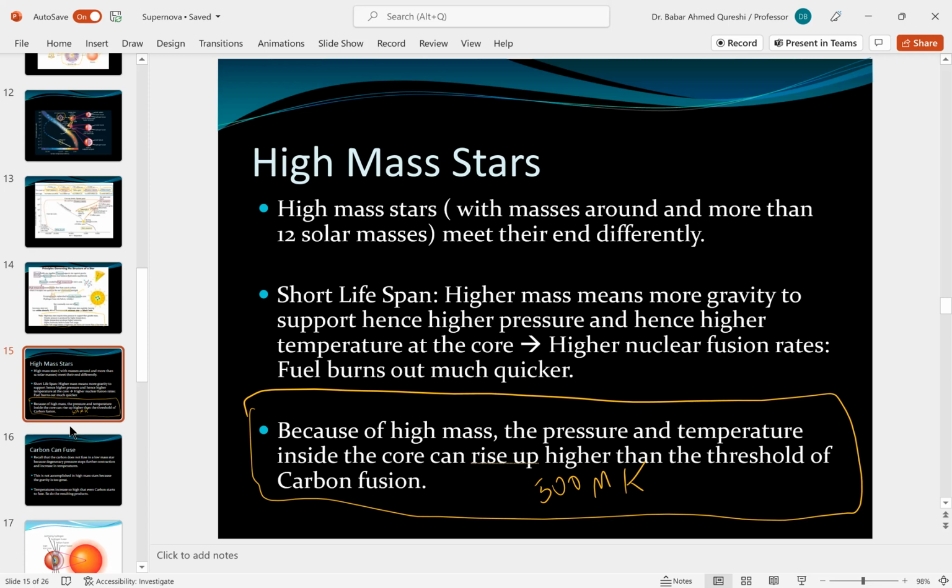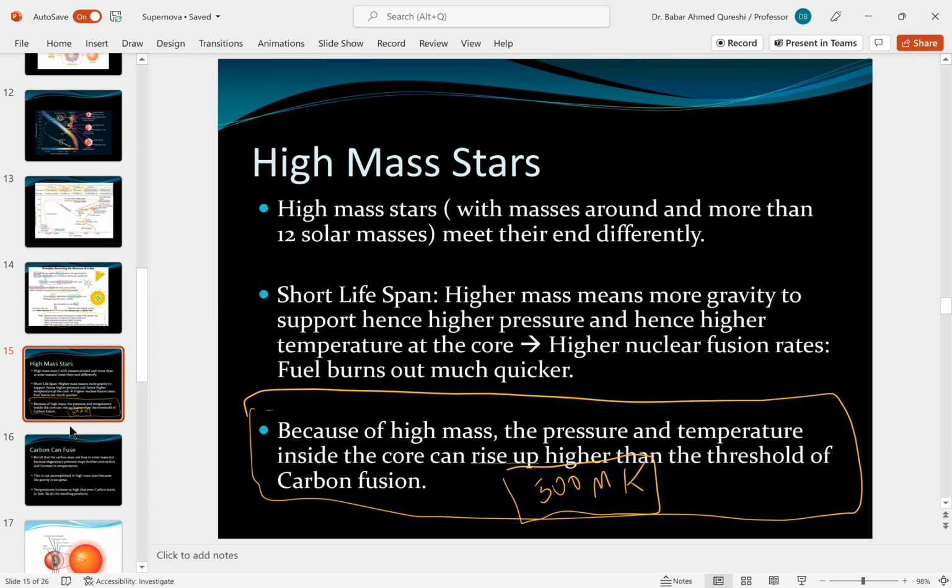Similarly, if the mass of the star is very high, the degeneracy pressure will not be able to stop the crushing of the core before the core reaches 500 million Kelvin. And that's when the carbon fusion starts. So in the high mass stars, the beginning is the same. It's just hydrogen burning, and it's just a main sequence star. It's just that the hydrogen burns at a much higher rate, and you have a lot of luminosity.